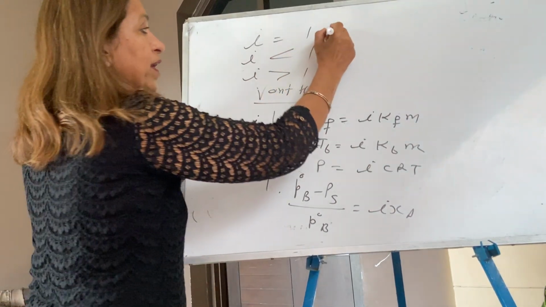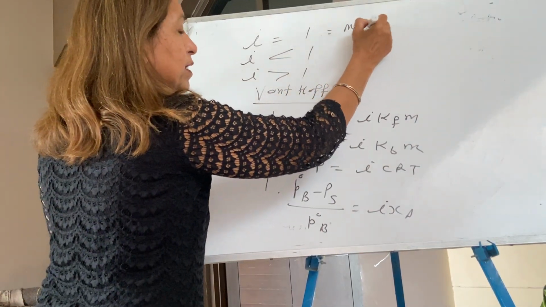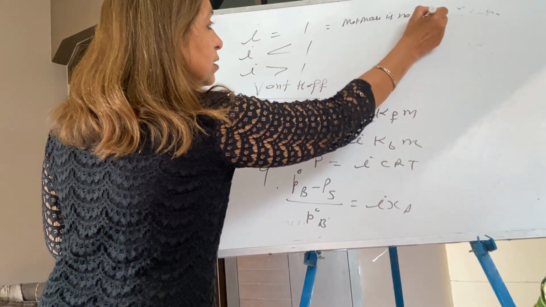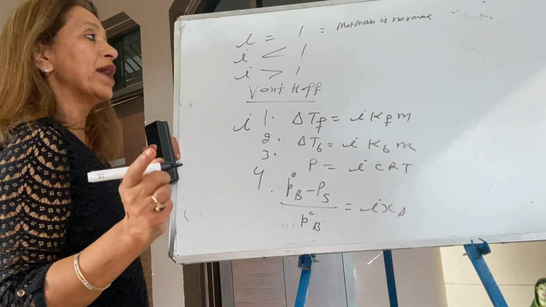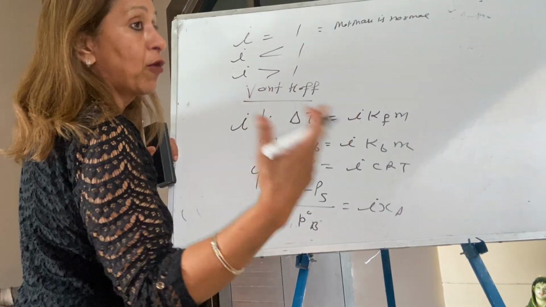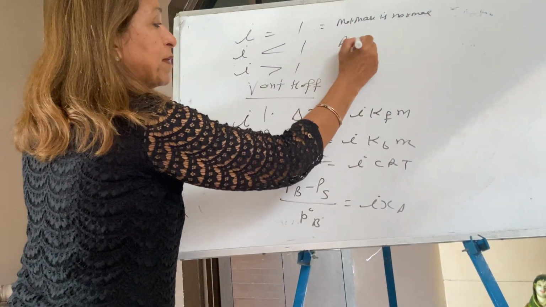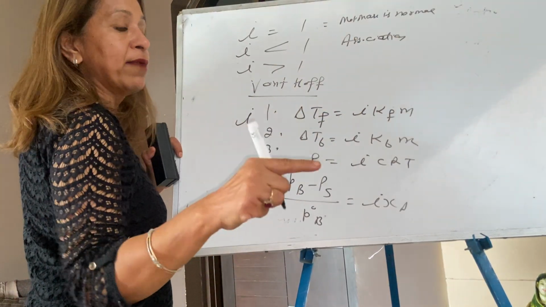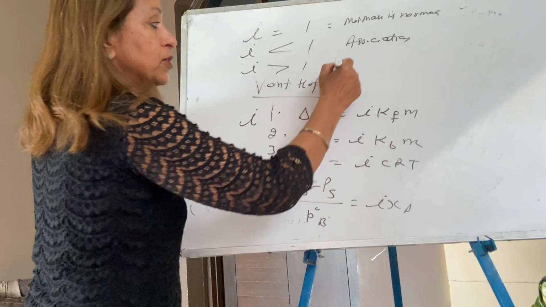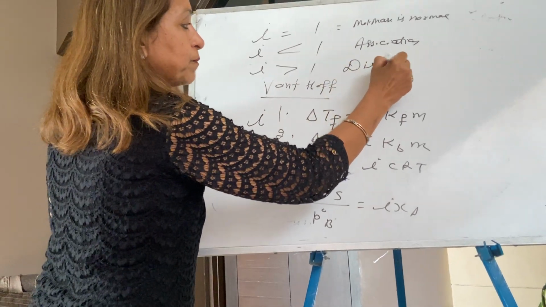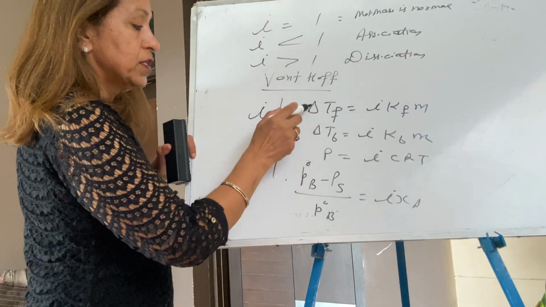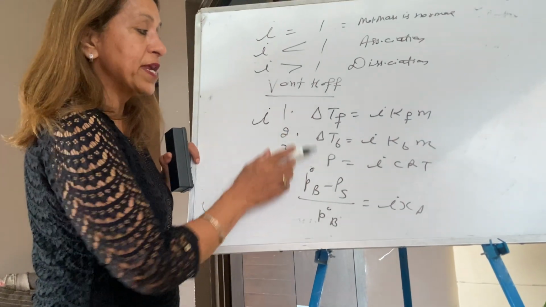If i is equal to 1, then you will say molecular mass is normal. No association, no dissociation. If i is less than 1, then molecular mass is abnormal and association takes place. If i is greater than 1, again molecular mass is abnormal, dissociation takes place. So this is all 4 colligative properties.